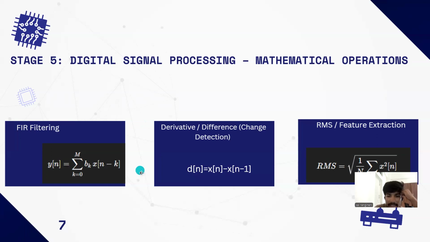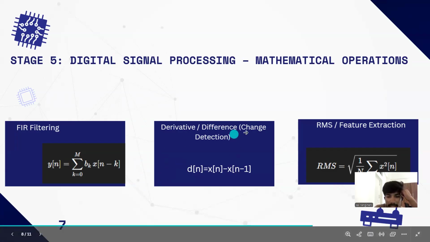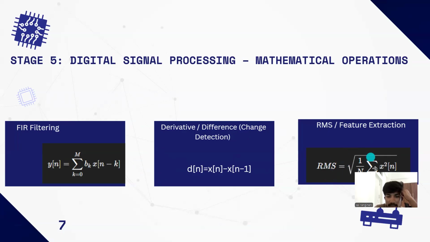For example, if we average 3 samples, y of n equals 1 by 3 multiplied by x of n plus x of n minus 1 plus x of n minus 2. This smooths noise. Another operator is the derivative. d of n equals x of n minus x of n minus 1. This detects sudden changes. In ECG, this helps detect peaks. We can also calculate RMS value to measure signal strength.